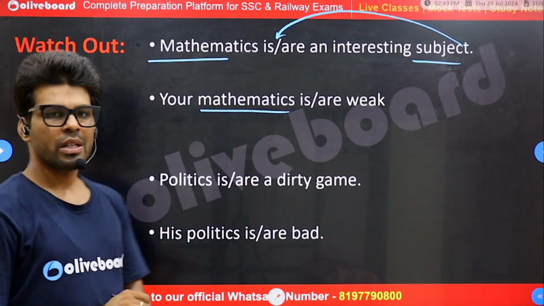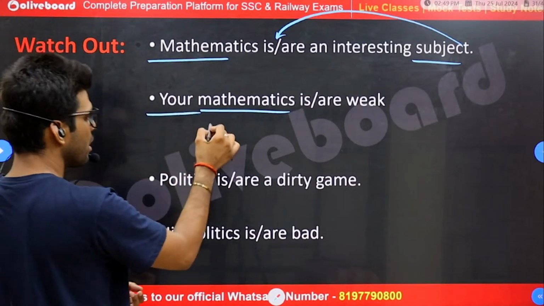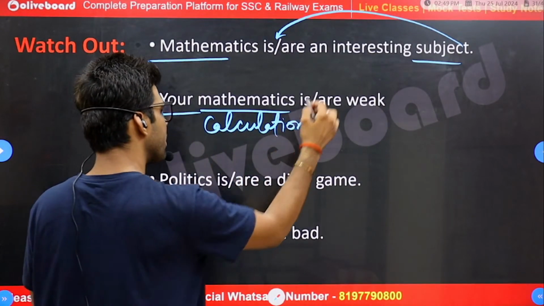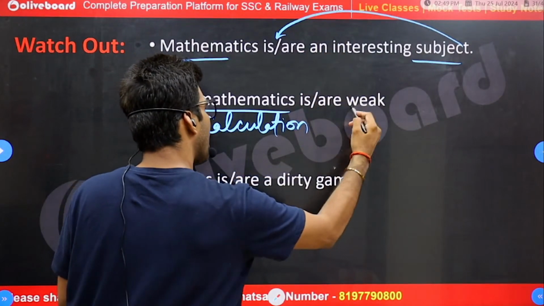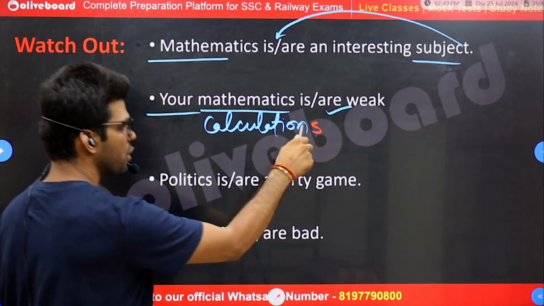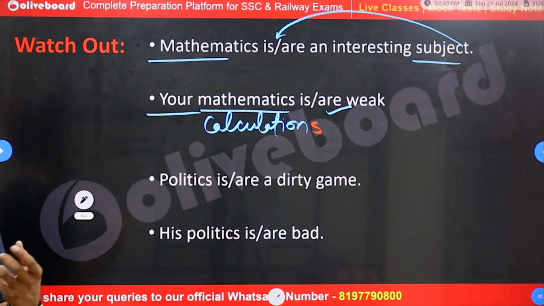In this case, you can say your mathematics, representing your calculations, are weak or good. Your calculations, not just one. I can't judge you with the help of just only one calculation.